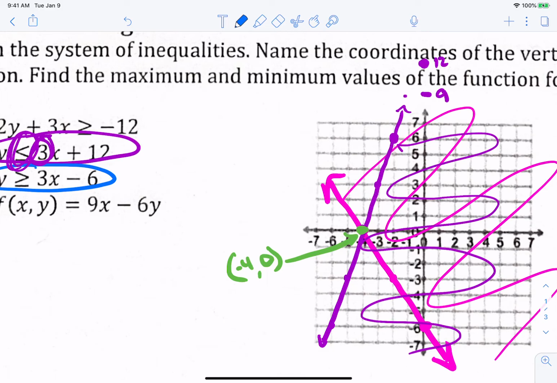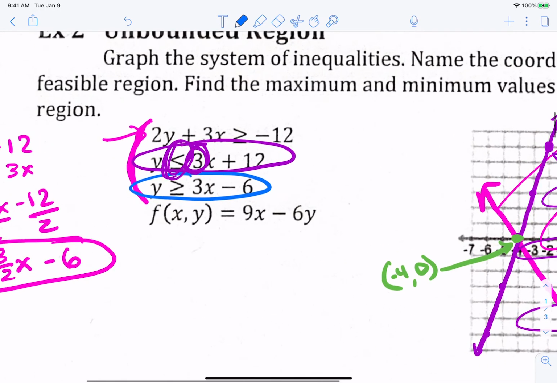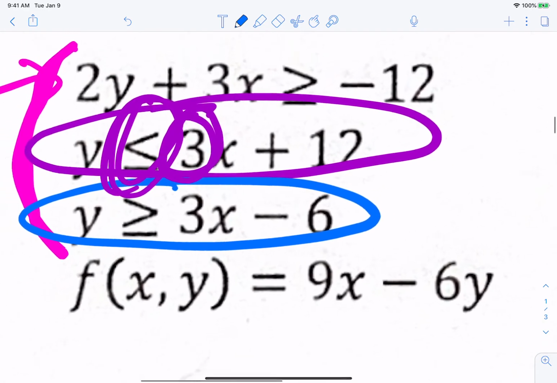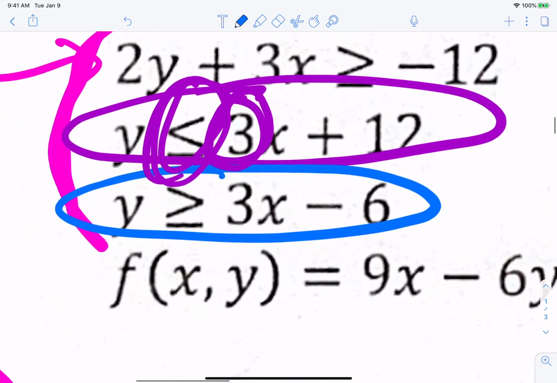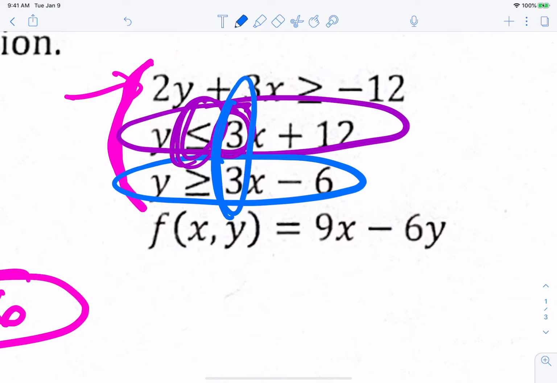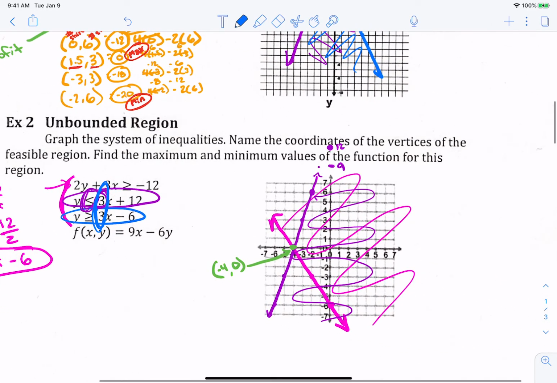I hate this. Look at these two equations that we just had. Look at them real close. What's that mean? They're parallel. Uh-oh, they're parallel. Okay. We're going to start at negative 6.